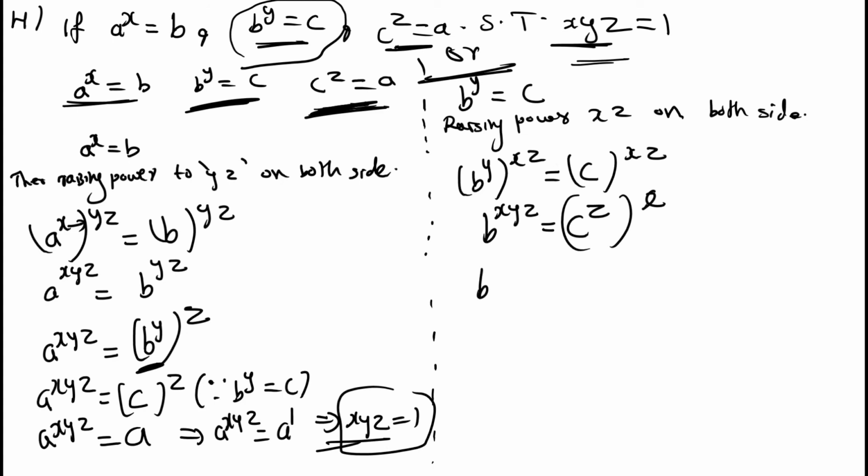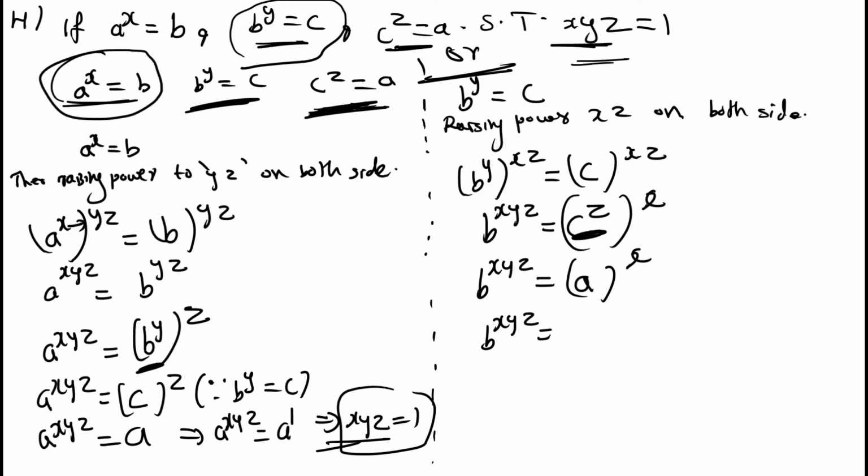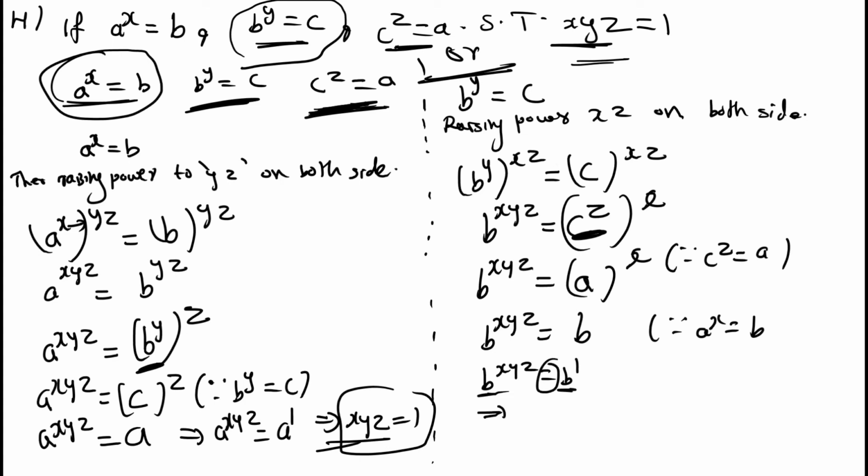So in the next step, b to the power xyz equal to, what is c to the power z? Here c to the power z equal to a to the power x. Okay. Then b to the power xyz equal to, what is a to the power x? Here a to the power x value equal to b. Since a to the power x equal to b, and since c to the power z equal to a, then b to the power xyz equal to b to the power 1. This implies bases are the same and in the middle an equal sign is there. That implies powers are also equal. It implies xyz equal to 1. Okay, again you will get the same answer. You can follow any method.